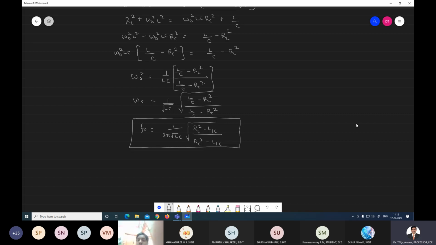In the exam they will ask a question like this: show that a two branch parallel resonant circuit is resonant at all frequencies if RL is equal to Rc is equal to root of L by C, where RL is the resistance in the inductor branch, and Rc is the resistor in the capacitor branch. When you get a question like this, you have to derive up to this point, that is F naught is equal to 1 by 2 pi root LC square root of RL square minus L by C divided by Rc square minus L by C. They can ask this in the exam for 8 or 10 marks. In the previous examination, they asked this question for 8 marks.